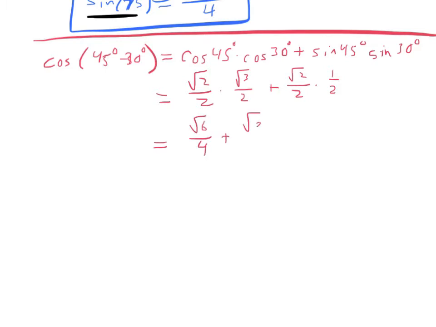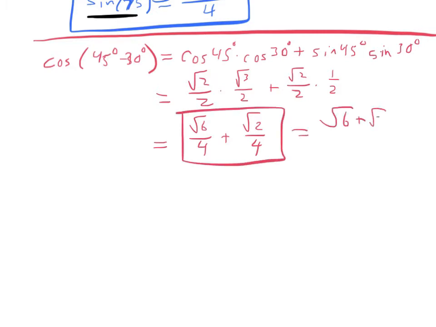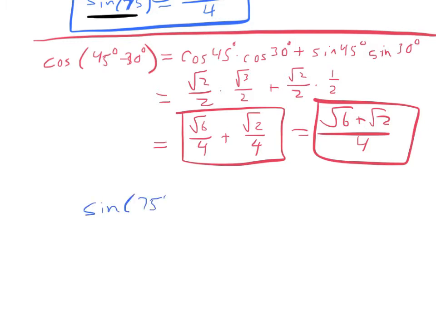When we simplify this, surprise, surprise, it actually ends up being the same value that we had before. I end up with the square root of 6 plus square root of 2 over 4. So it turns out we just found out also that the sine of 75 degrees is equal to the cosine of 15 degrees. Right? Is that surprising?